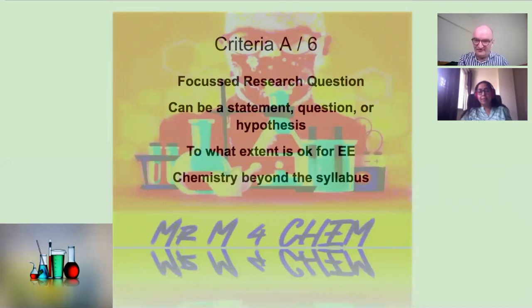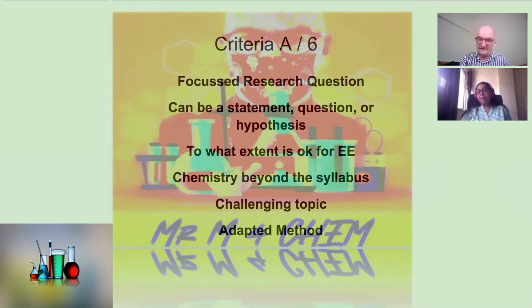Chemistry should be beyond the syllabus. It should be challenging for you. It should read as having been challenging for you, but not overly challenging that it's just a PhD. It's not a PhD. We expect it to be a report of a 17, 18-year-old student, not a 25-year-old PhD student.